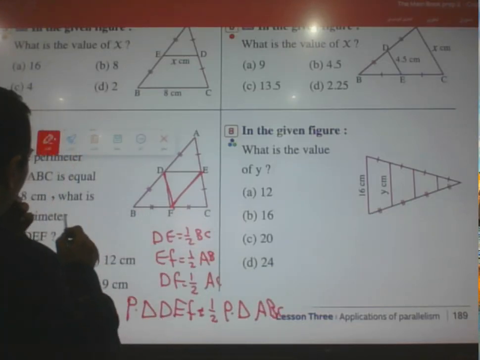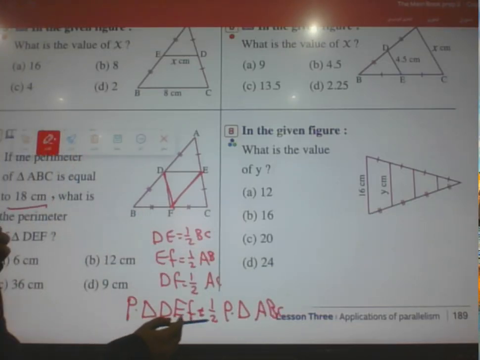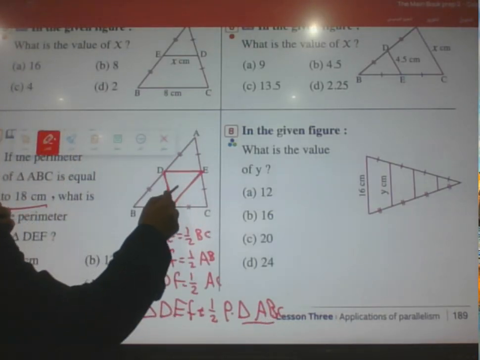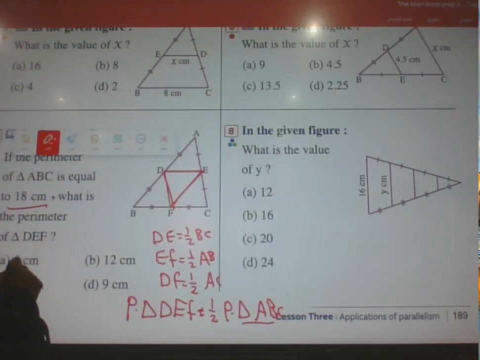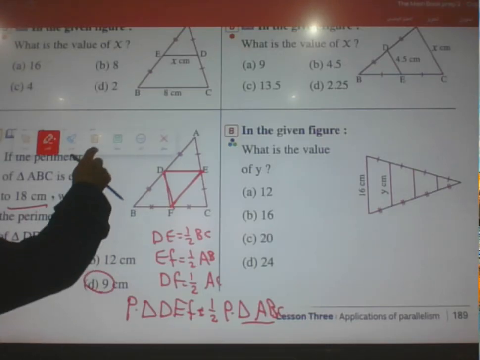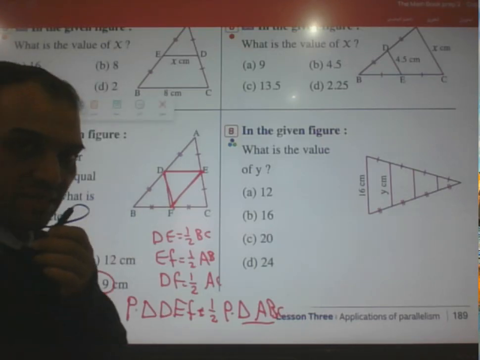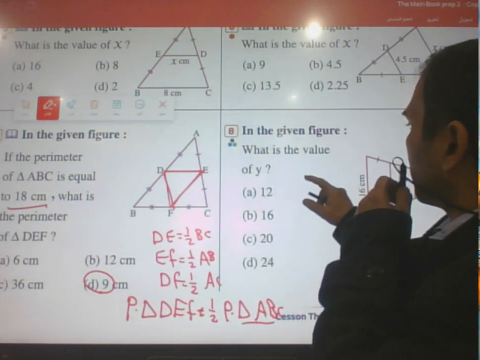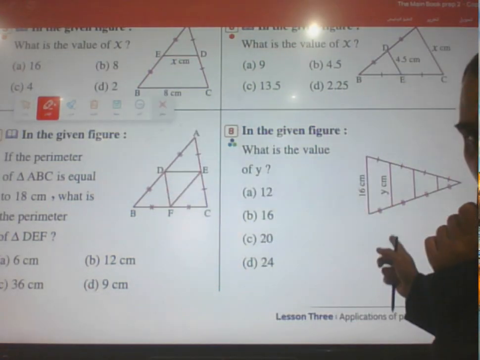They give me the example here, the perimeter of triangle ABC was 18. Since the perimeter of DEF will be half of 18, equal 9 centimeters. Understood? Because DE is a mid segment, lying between two midpoints of a triangle. And also, for questions, I will solve the example by another method.